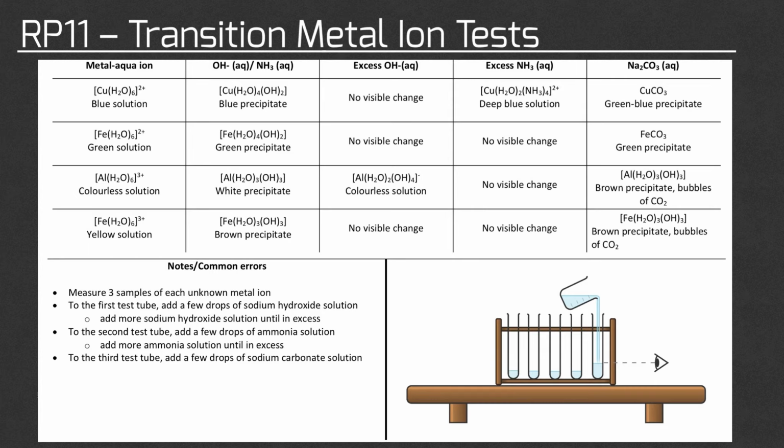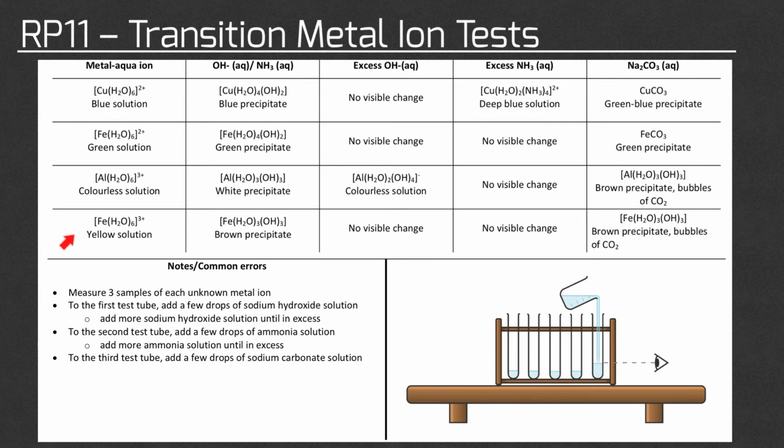When we look at our aluminium solution, we would have a white precipitate when we add hydroxide or ammonia ions. We would have a colourless solution with excess hydroxide and no visible change with excess ammonia. Our carbonate solution would produce a white precipitate and bubbles, and this would be carbon dioxide.